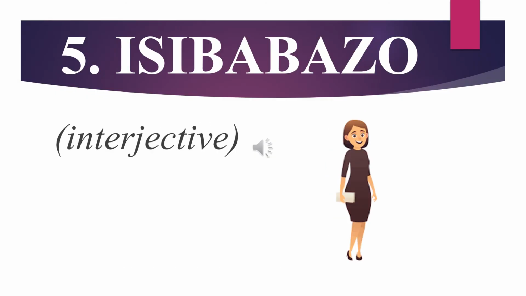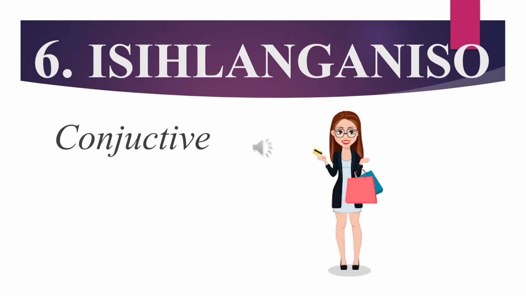Kulandele isibabazo. Isibabazo is the 5th sibling, which does not have kids, and ngesingisi we call it interjective. The last born, we call her isihlanganiso, which is called conjunctive. That's all. Izingcezu zenkulumo seziphelele ziyisithupha.